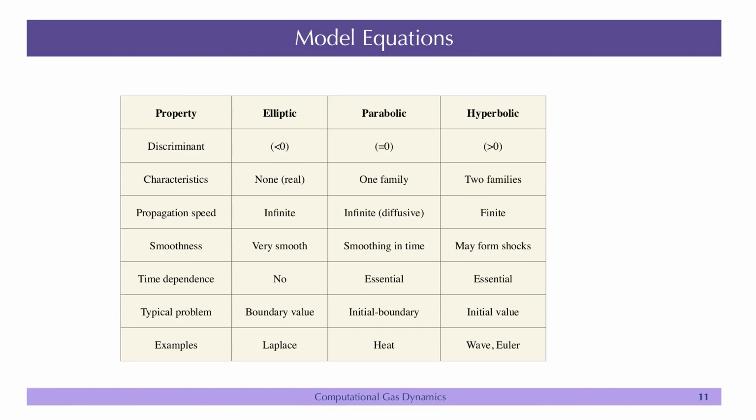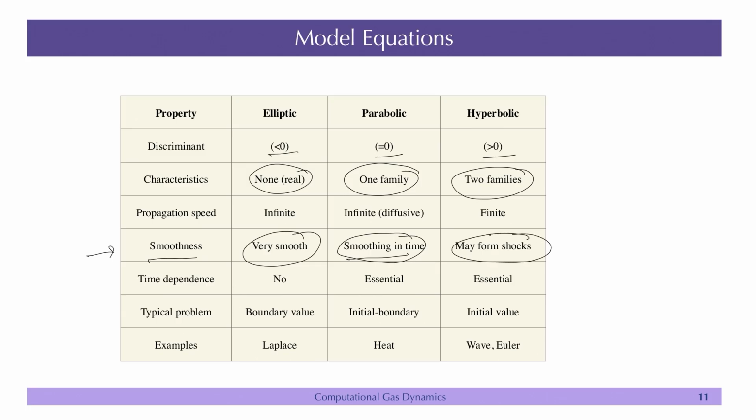These are the basics. Let me show you the difference among these three. The discriminant d is less than 0 in elliptic, 0 in parabolic, and greater than 0 in hyperbolic. There is no real characteristic in elliptic, you can have one family of characteristics in parabolic, and two families in hyperbolic. This is very important. Elliptic only allows the smooth solution. Parabolic, as we said, is actually elliptic in time and parabolic in space, so it is basically smoothing in time, and hyperbolic allows shocks or discontinuity. The propagation speed is infinite in elliptic, and the diffusive term in the parabolic is also infinite, but in hyperbolic there is a finite speed.